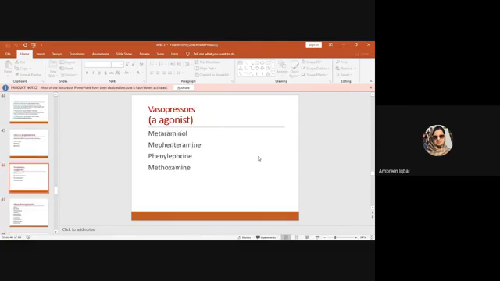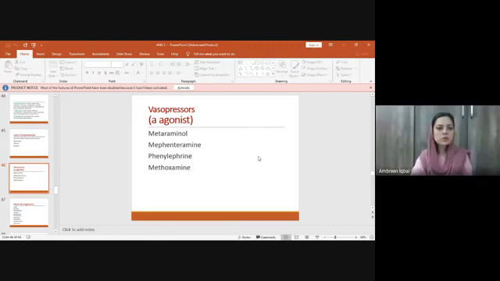Now I'm going to name a few drugs according to their mode of action. First, vasopressors, which are vasoconstrictors, meaning alpha agonists: metaraminol, methamphetamine, phenylephrine, and methoxamine. Again, metaraminol, methamphetamine, phenylephrine, and methoxamine.